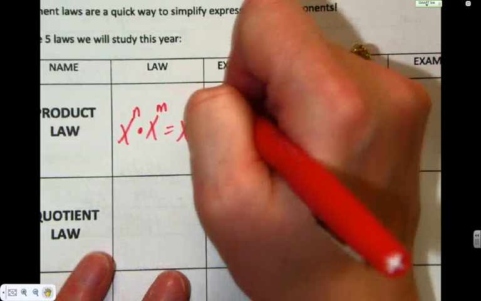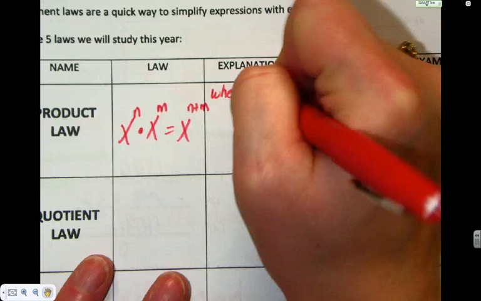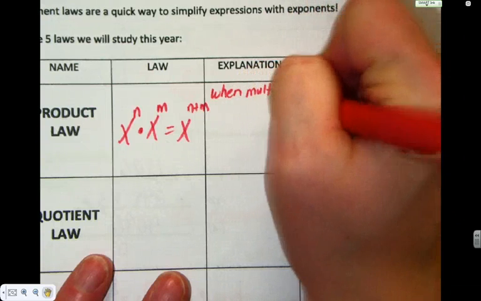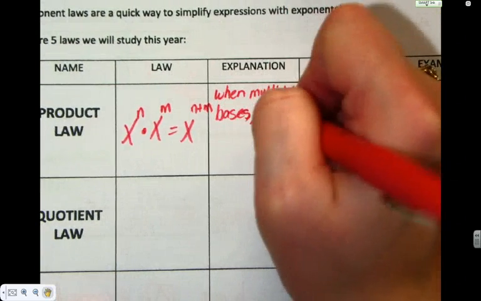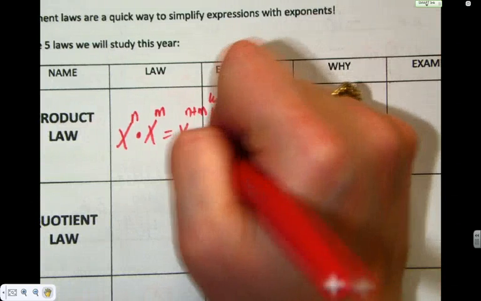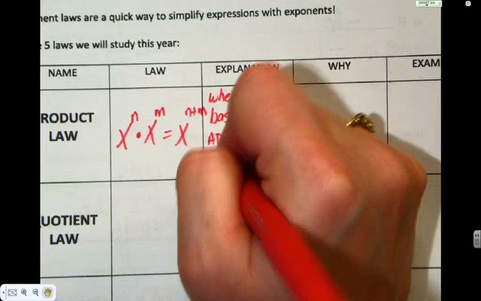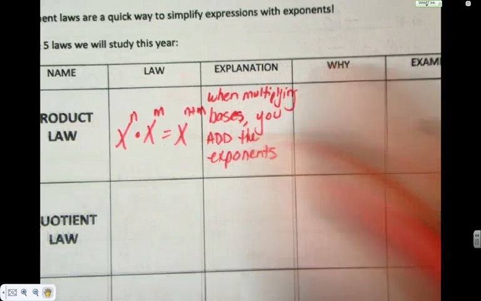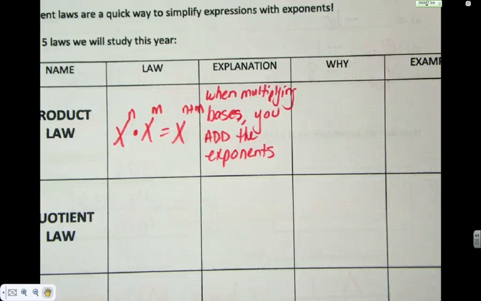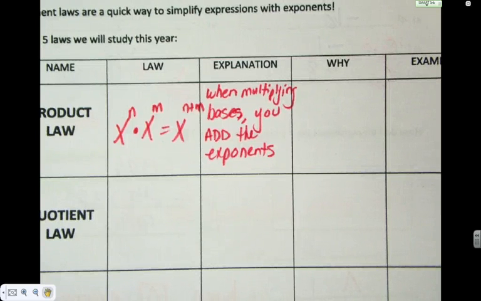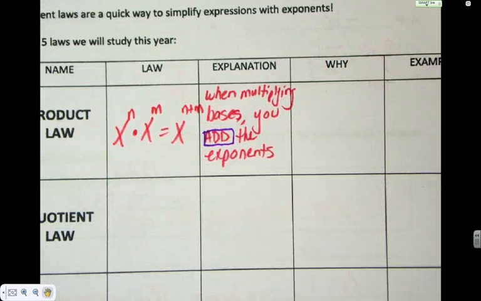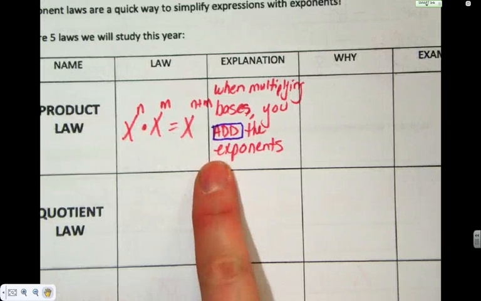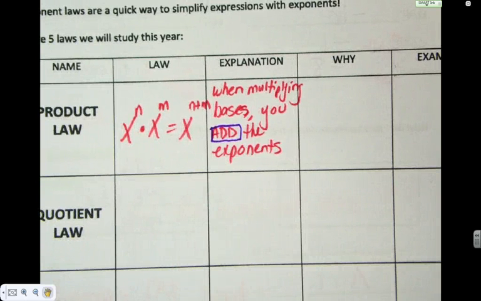What does it mean when multiplying bases? When multiplying bases, you add the exponents. And I'm going to box add because that's the trick to product law. It's interesting, because product means multiply, but what do we do with the exponents? We add, because we're multiplying the bases. So product law is we add the exponents.